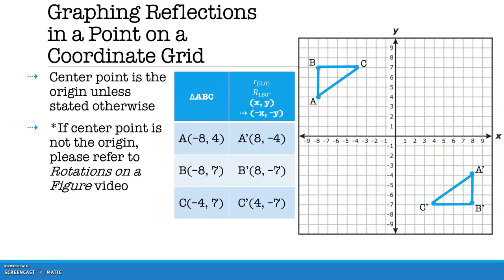If you notice, the pattern here will keep x and y in the same position, however, they will both negate, changing their signs. So A would go from (-8, 4) to (8, -4), and C, (-4, 7) to (4, -7). Please keep in mind, if the center point is not the origin, I do have another video based on rotations that will further elaborate what to do in changing that center point.